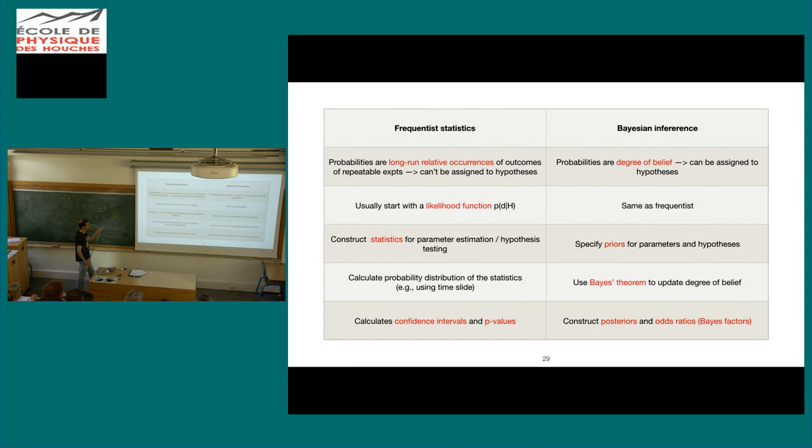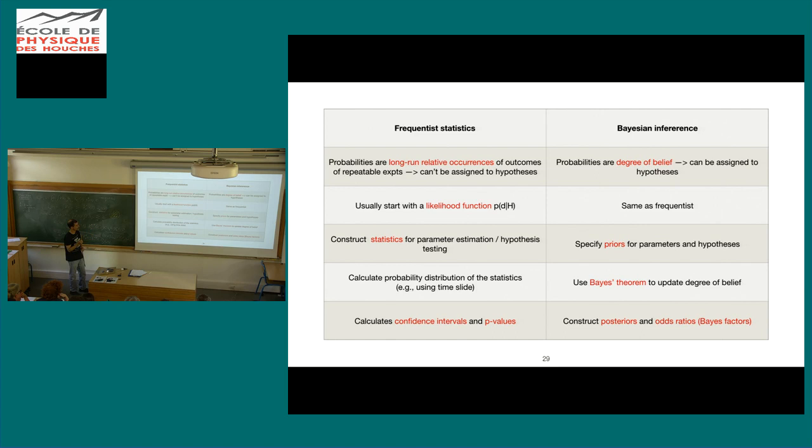You should not assign probabilities to hypotheses that have fixed but unknown values. If your hypothesis has a fixed but unknown value, you can't assign it a probability if you're a frequentist. From the Bayesian perspective, probabilities are degrees of belief, and hence can be assigned to hypotheses. So the hypothesis that a gravitational wave passed through this room right now, I can assign a value to that probability in the context of this idea of degree of belief.